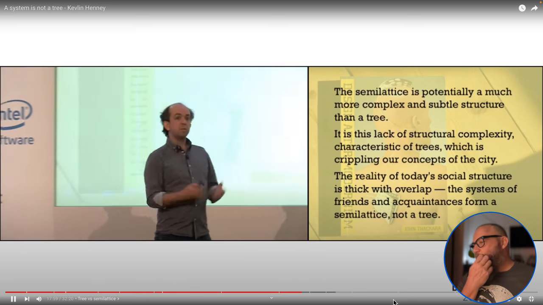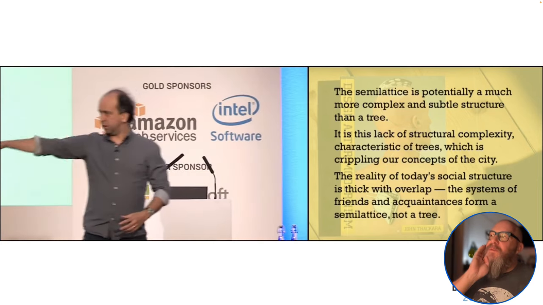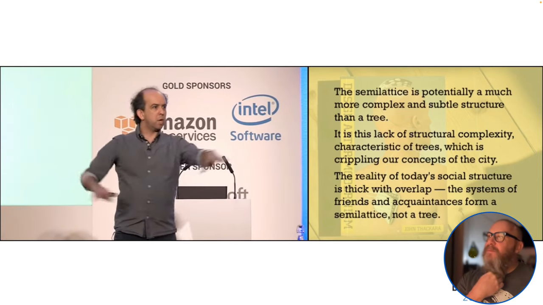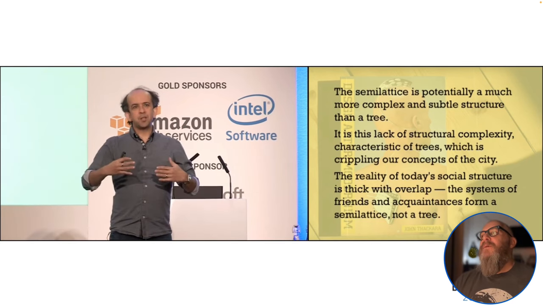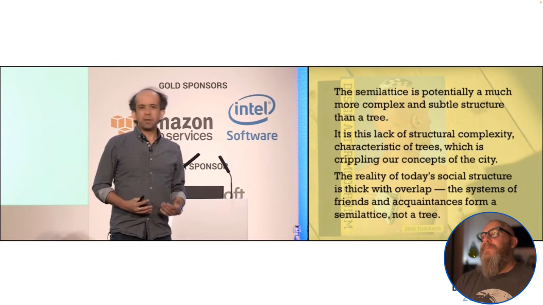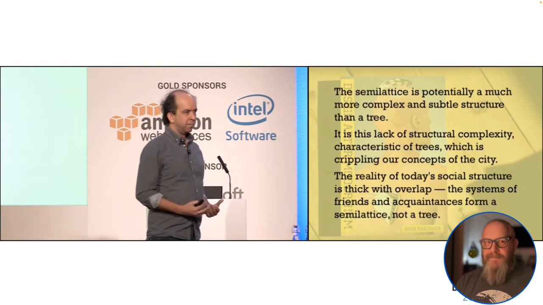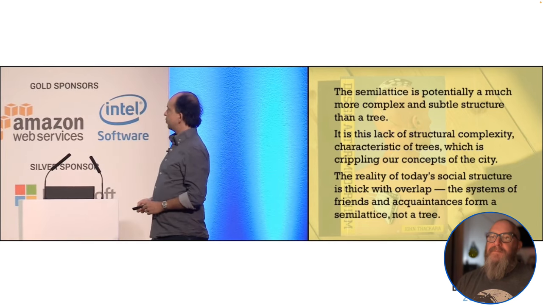What he was looking at was the idea that sometimes people try to do urban planning based on a beautiful tree model. In other words, you make everything nested: you have your industrial region, semi-light industry, residential, and you zone it like that. You have very strict hierarchical structures, and a tree structure in terms of how the roads feed everything. It's all simple, it looks brilliant on a slide, it looks brilliant when drawn out, absolutely a hell to live in. He says the reality of today's social structure is thick with overlap. The systems of friends and acquaintances form a semi-lattice, not a tree.